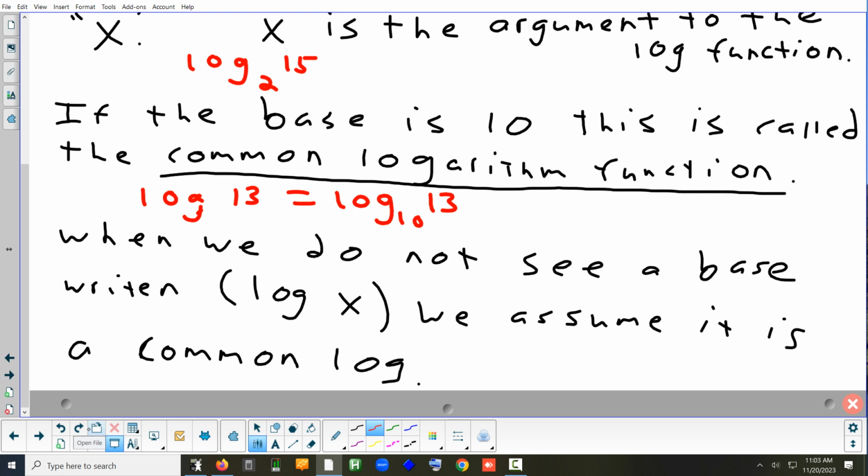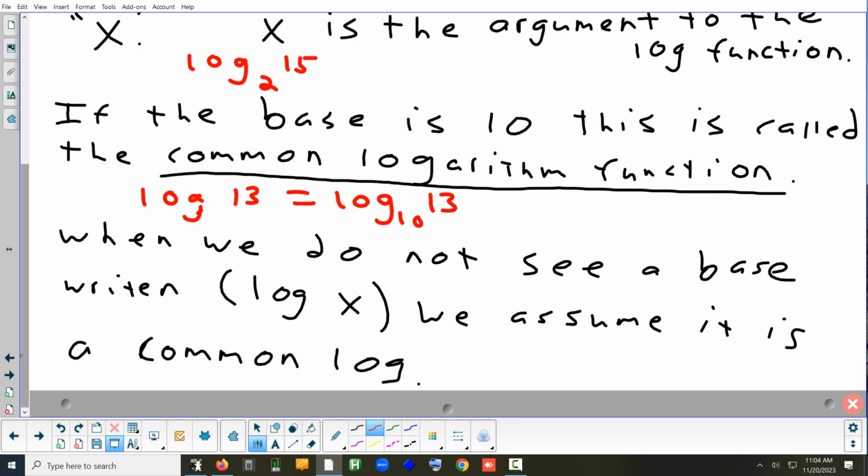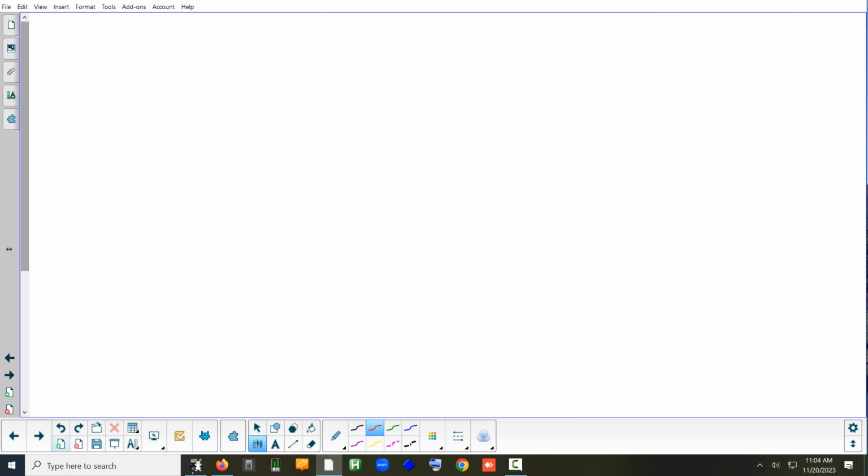Alright, let me go back to that one for a second. Where's that number I typed in? So the log of 13 is 1.1139.